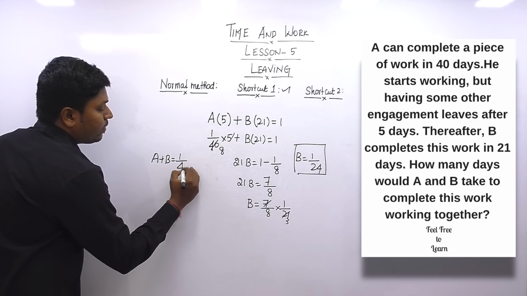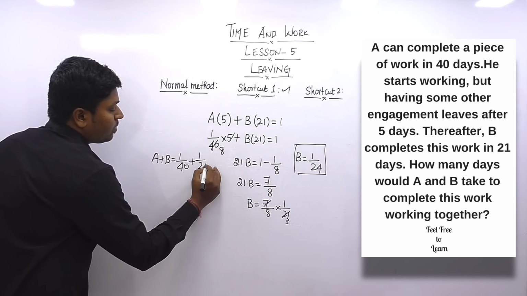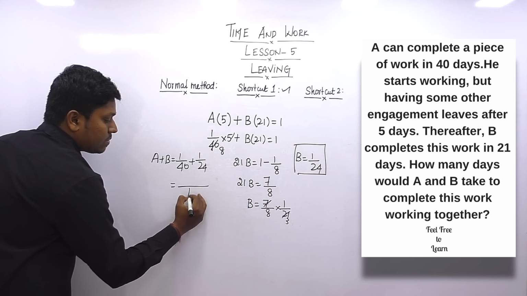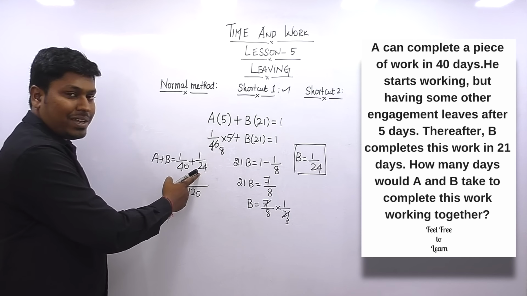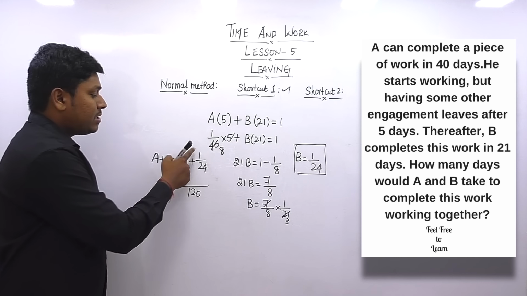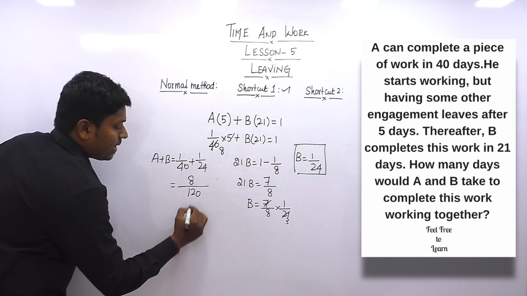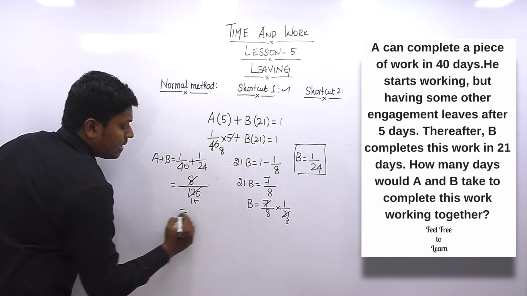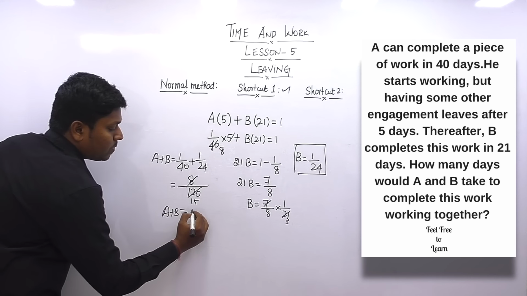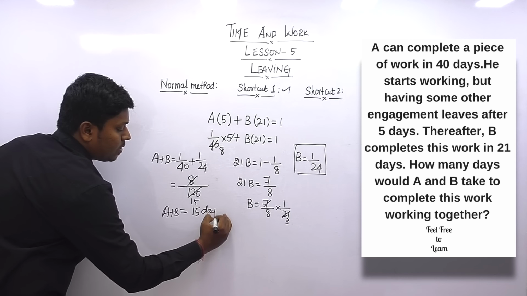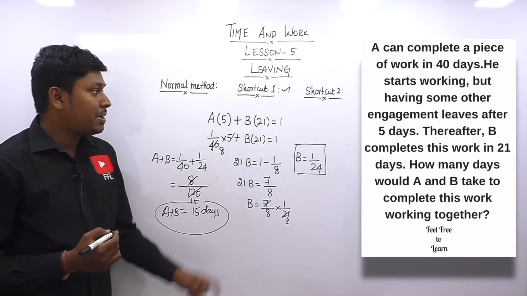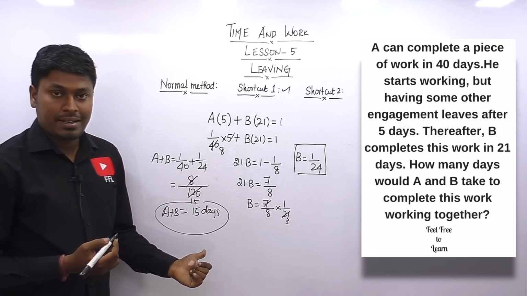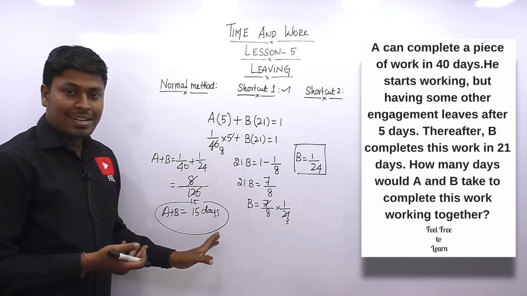So A plus B is equal to 1 by 40 plus 1 by 24. I think we can take LCM as 120. So 40 into 3 is 120, and 24 into 5 is 120. So 3 plus 5 will be 8. So finally when you cancel, this becomes 1 by 15. So if A and B work together, they can complete the job in 15 days. We can say the answer for the last question by using shortcut number 1 is 15 days. So once you apply this shortcut, you will get the answer easily, right?